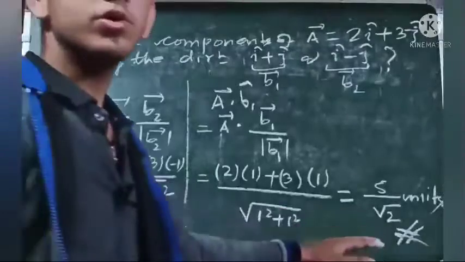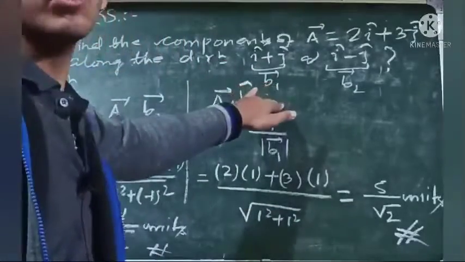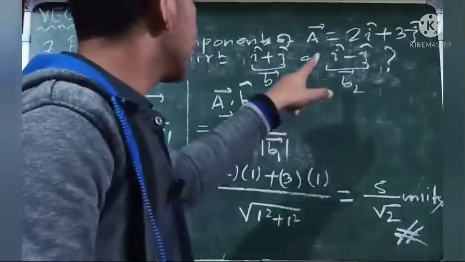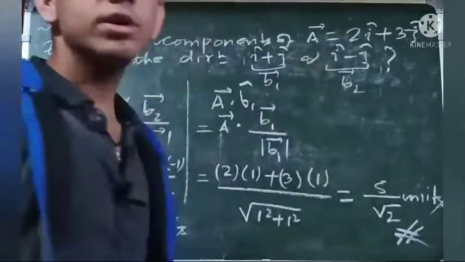Therefore, 5 upon root 2 units is the component of a vector along b1 vector, and minus 1 upon root 2 units is the component of a vector along b2 vector.